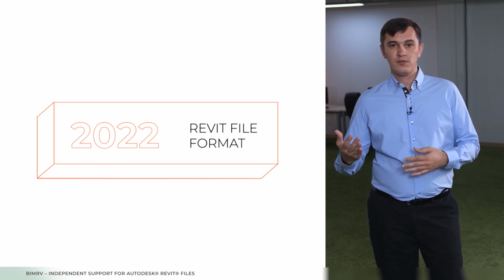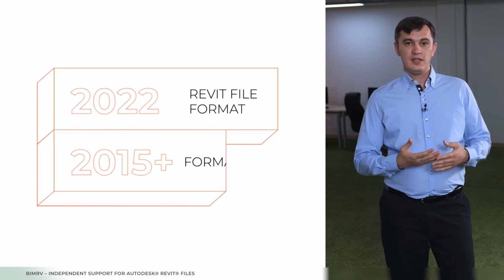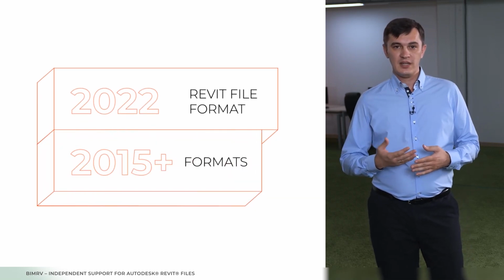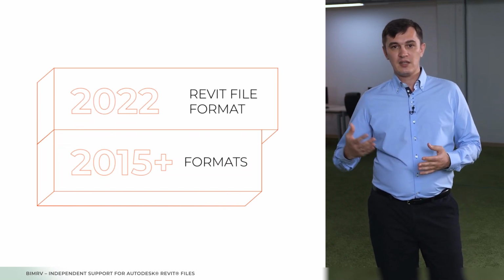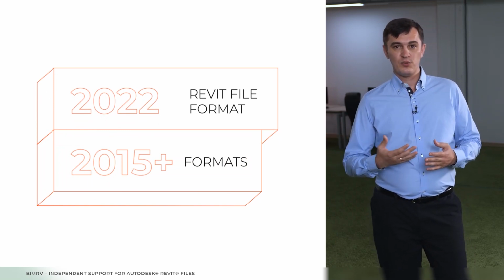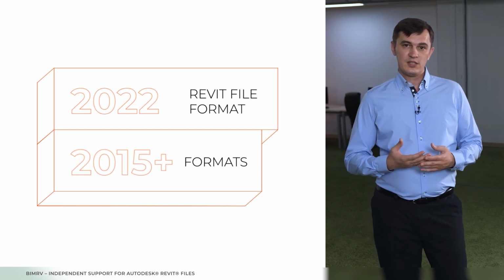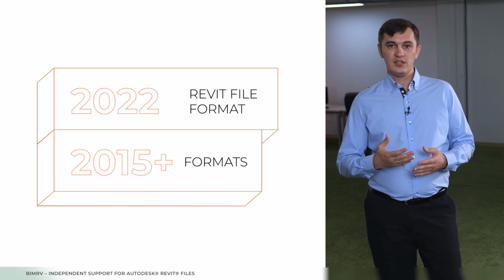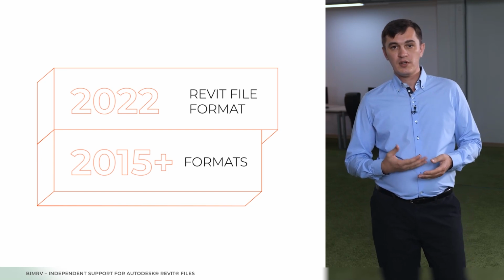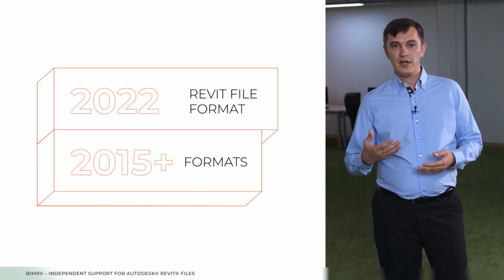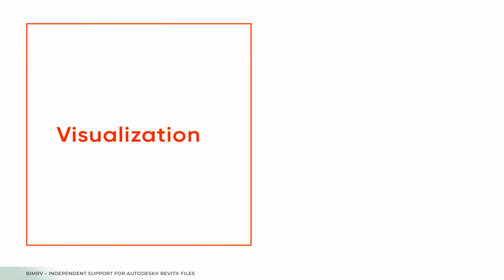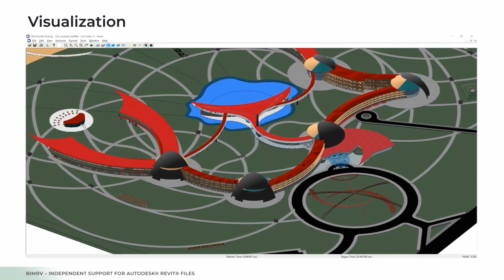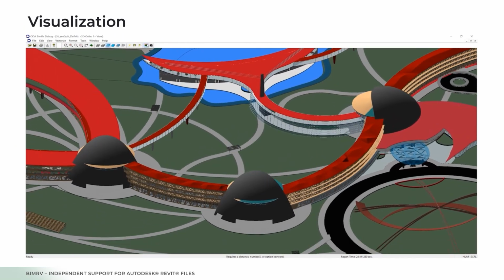Older files from version 2015 onwards are automatically updated to the latest version during loading, giving clients' applications the possibility to have consistent access to the data regardless of the underlying file version. BIM-RV can also write files in 2022 format. File reading and visualization are in production state.